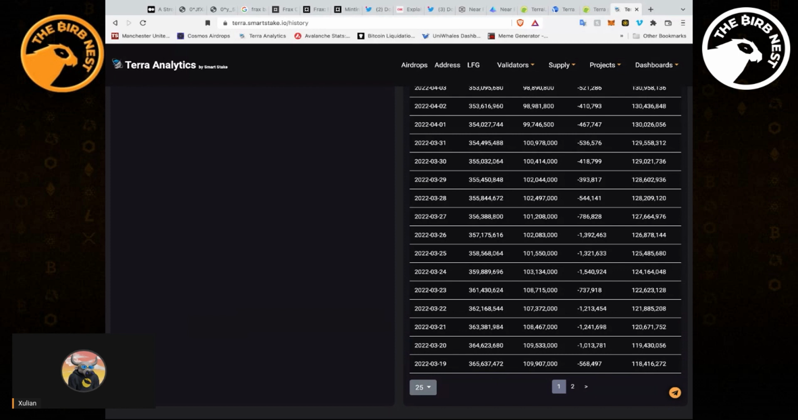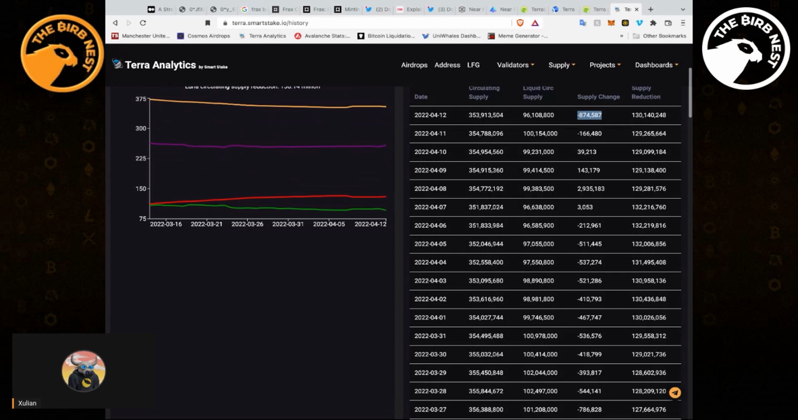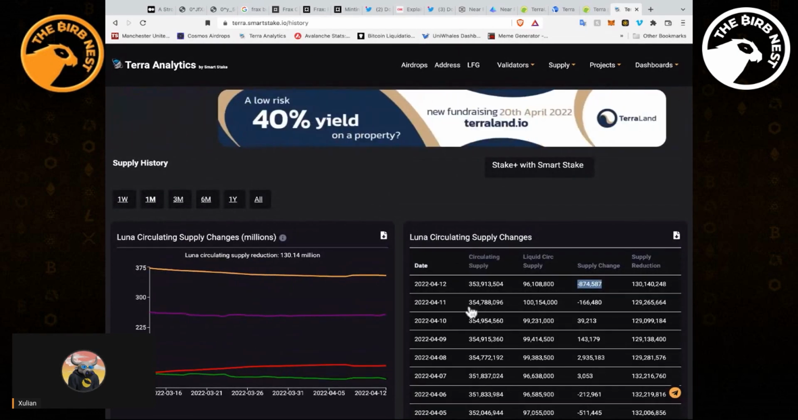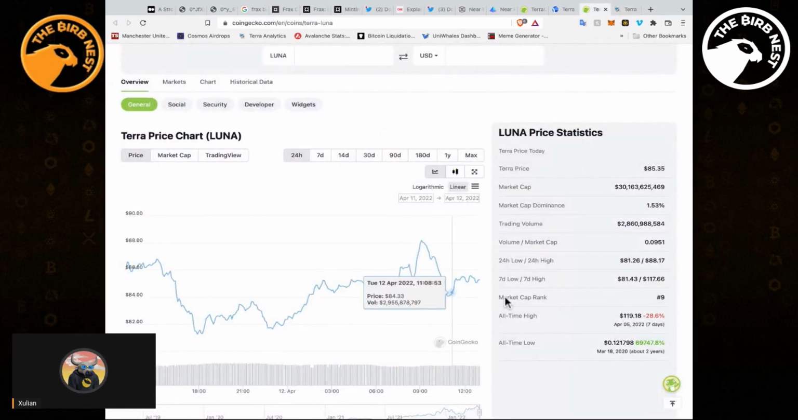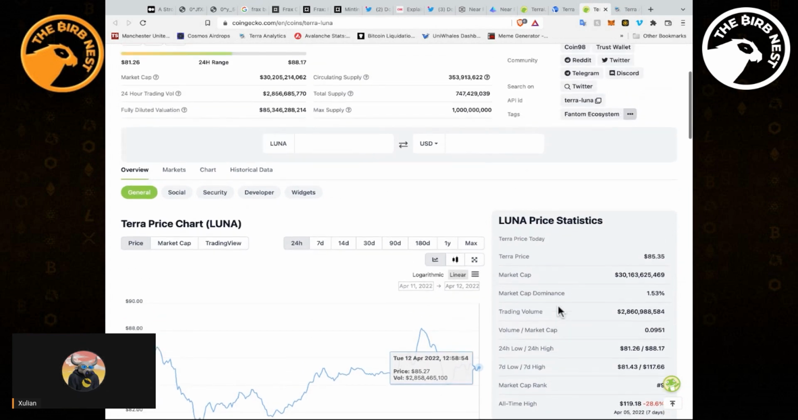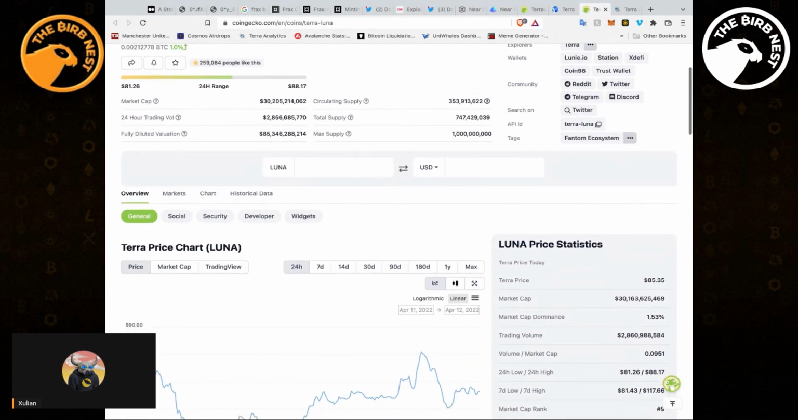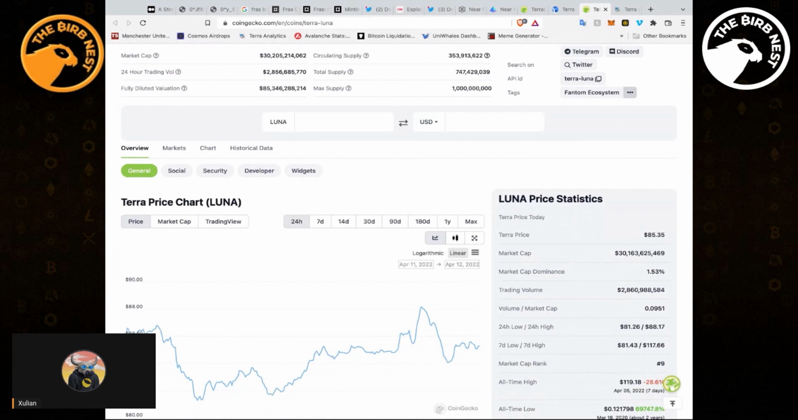Terra was burning pretty aggressively, 1.5 million Luna a day, maybe a little less. That was creating a supply shrink on the circulating supply of Luna. So what does that do for Luna price? Essentially, the market cap is the price of Luna times the circulating supply.